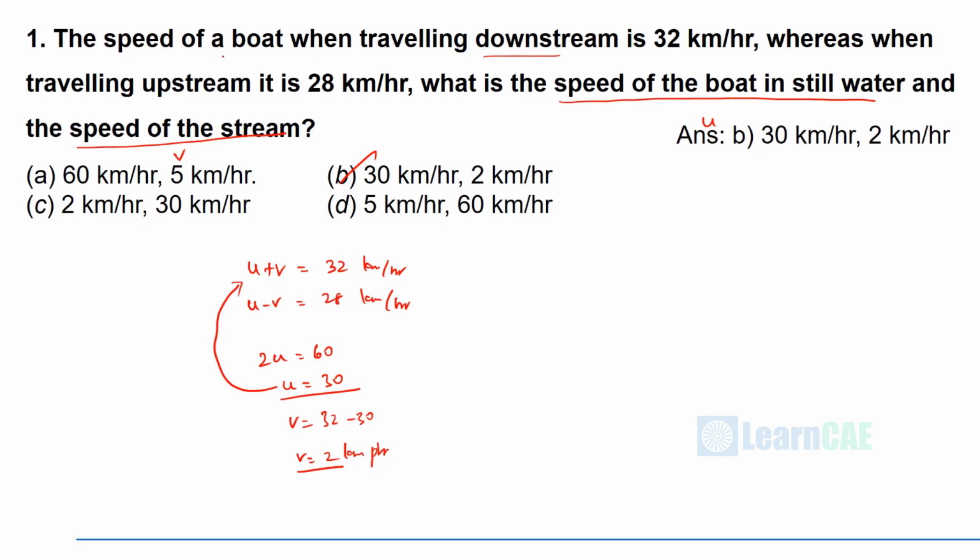I hope you got the logic. They are saying the speed of the boat when traveling downstream is 32. That is the sum of the speed of boat plus speed of the stream, that is 32 km per hour. And whereas while traveling upstream it is 28 km per hour. That is the difference between speed of the boat and speed of the stream, that is 28 km per hour. So adding these two and subtracting these two will get the value of u and v. Okay, now we got the speed of the boat u and speed of the stream v. I hope this is clear.